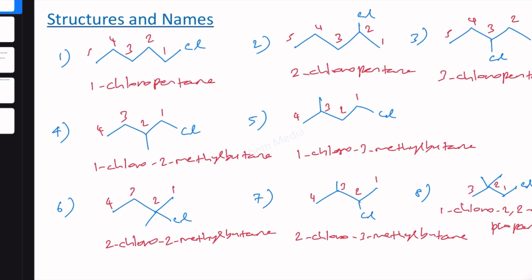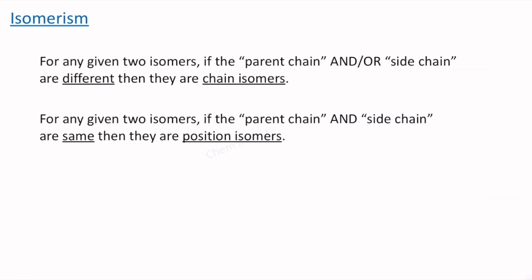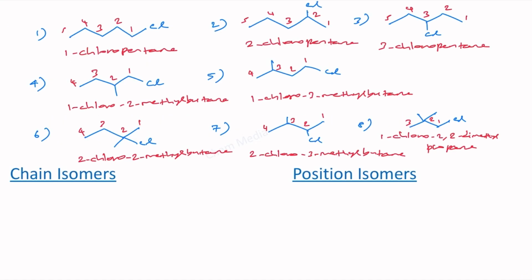Anyways, let's talk about the chain isomers. For any given 2 isomers, if the parent chain and or side chain are different, then they are chain isomers. On the contrary, for any given 2 isomers, if the parent chain and the side chain are same, then they are position isomers. Let us distinguish between chain isomerism and position isomerism for every possible combination in this case.